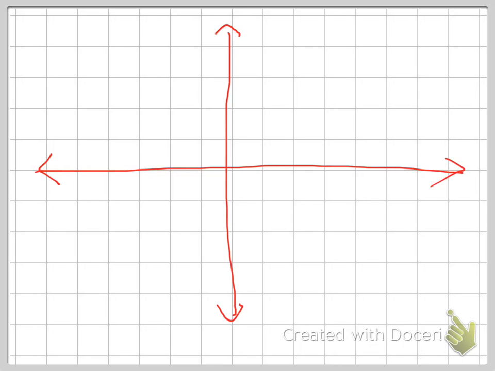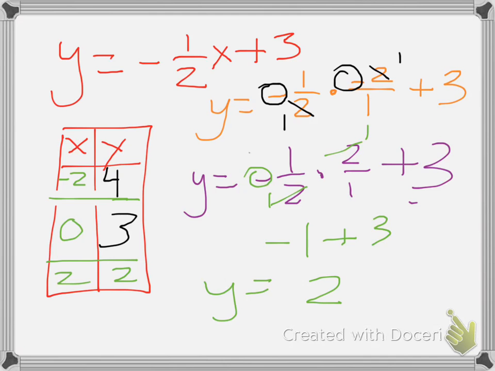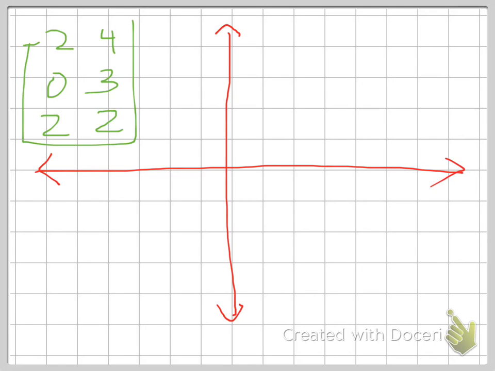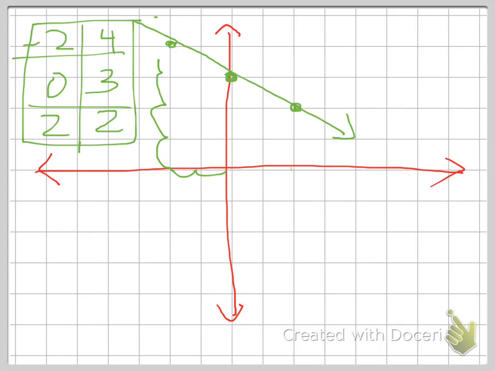Then we go to graph those. I'll put this on the next page. So negative 2, 4, 0, 3, and 2, 2. So it looks like this. Negative 2, 4 means to the left 2 and then up 4: 2, 3, 4. So this is our first point. 0, 3 is just straight up 3. There. And then 2, 2 is to the right 2 and up 2. So it looks like that, and this one goes this way. And that's it.